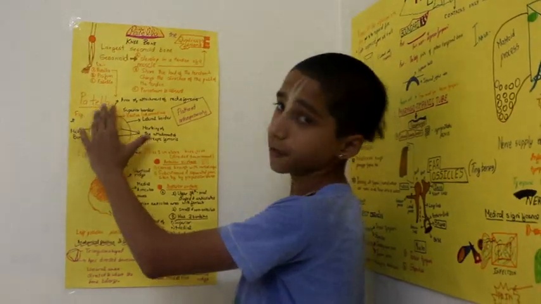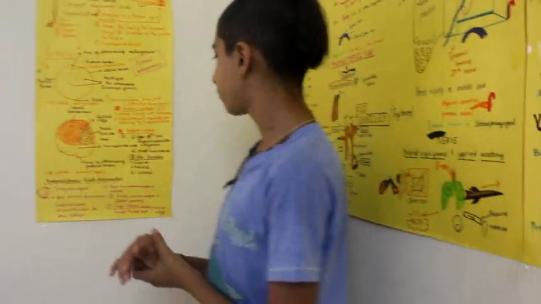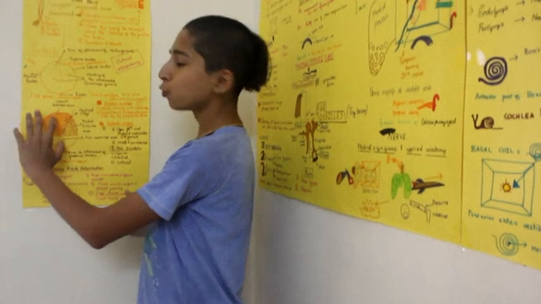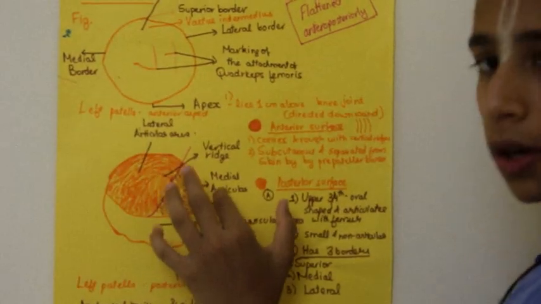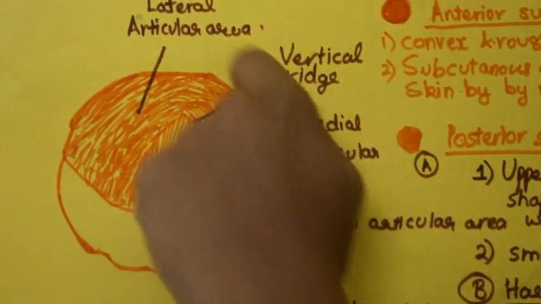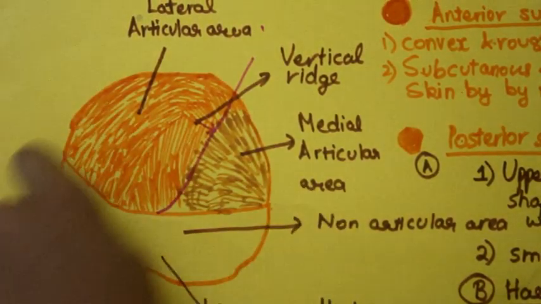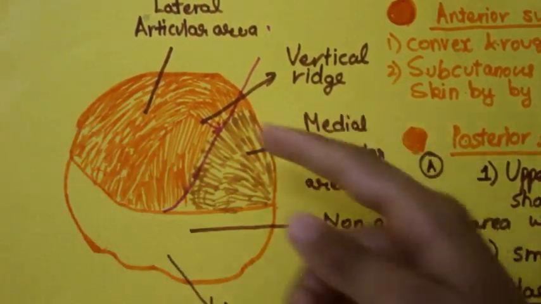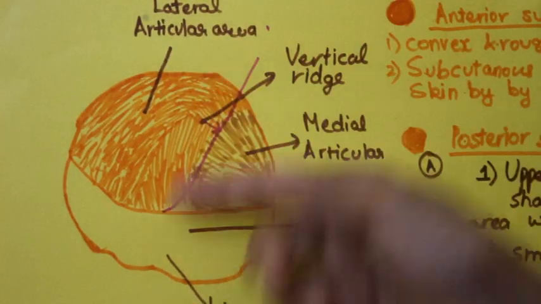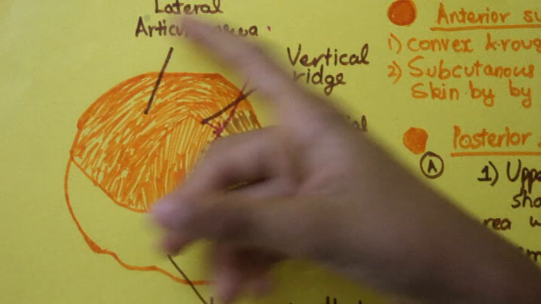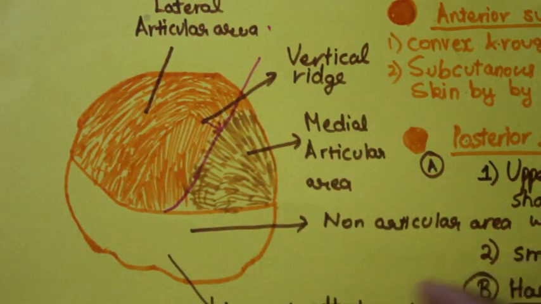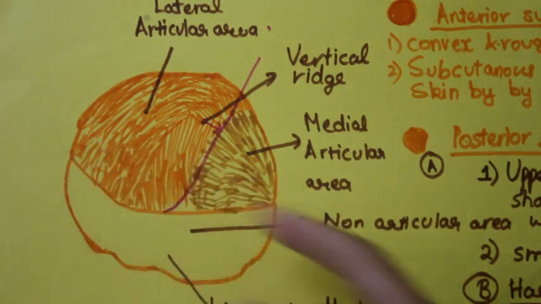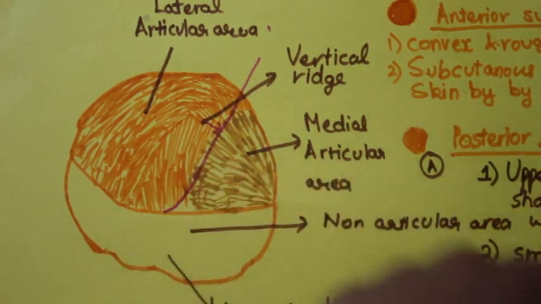Now I'm going to explain the posterior surface. It is separated into two parts. This is called the upper 3/4, the shaded area, and the lower area is called the lower 1/4. Over here is a non-articular area. It doesn't articulate with anything. This is the articular area, where you will have the connection of the three bones, femur, tibia and fibula. The lower part is not articular; it doesn't articulate with any other bone.